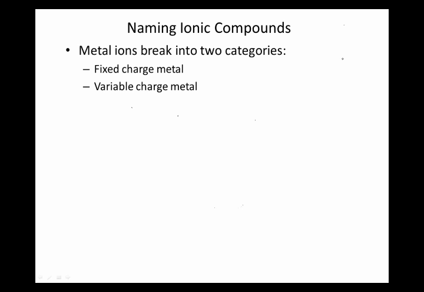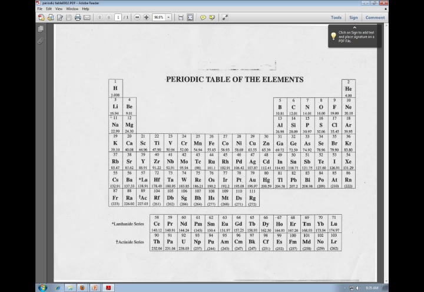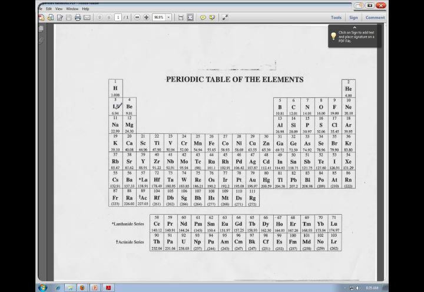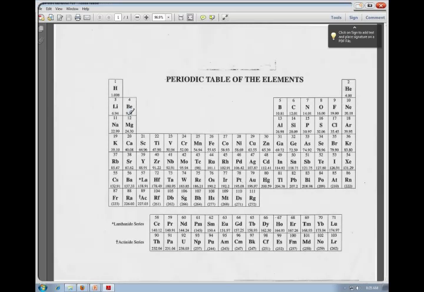Now, I think it's easier to describe which are the fixed charge metals. So here's what you need to remember are the fixed charge metals. Metals whose charges never change, that are always going to be the same in every ionic compound ever. Group 1A, these are always going to be +1. Group 2A, these are always going to be +2, always and forever.